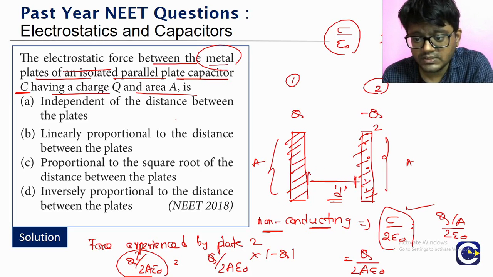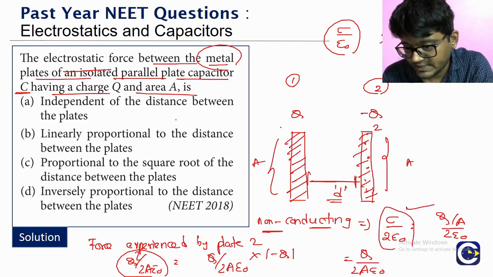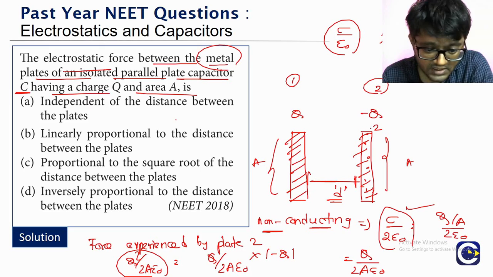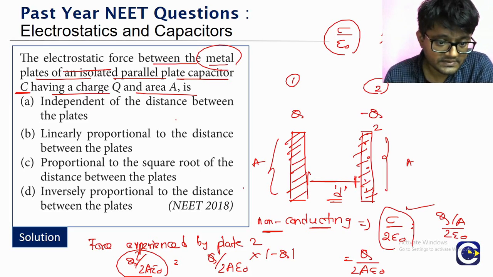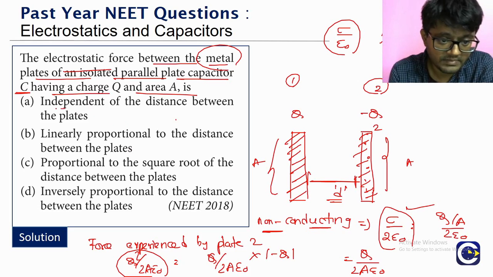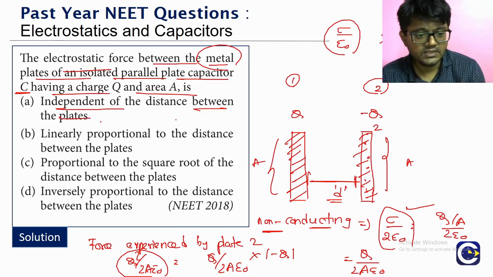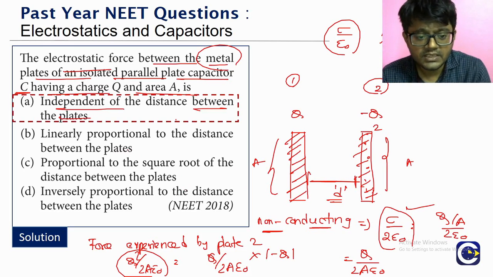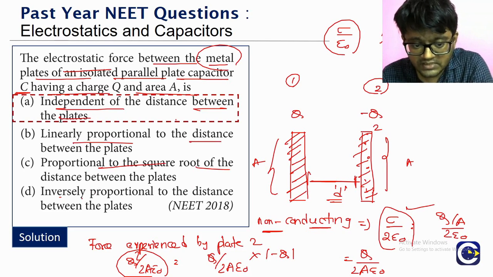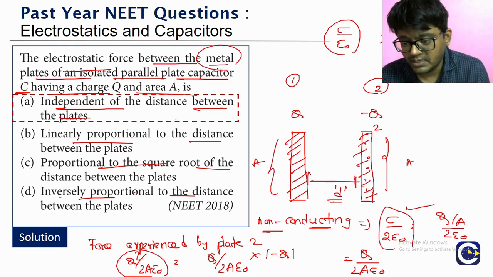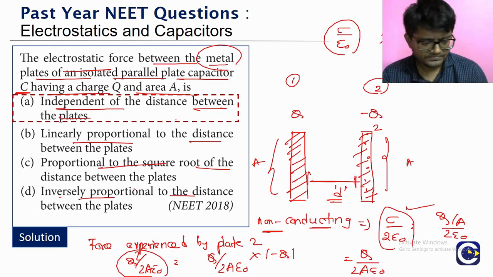So as a result, what do we see? The force of attraction, in this case the force will be what? Attraction. This is plus, this is minus, they will attract. The force of attraction will be independent of the distance between the plates. So look at it, what is the correct answer? It will be independent of the distance between the plates. Option B is linearly proportional to the distance. Option C is proportional to the square root of the distance. Option D is inversely proportional to the distance. It does not depend upon the distance. It will be independent of the distance. Okay.